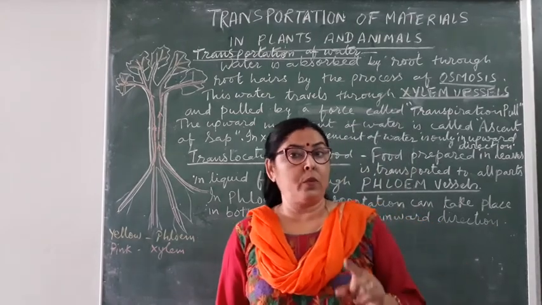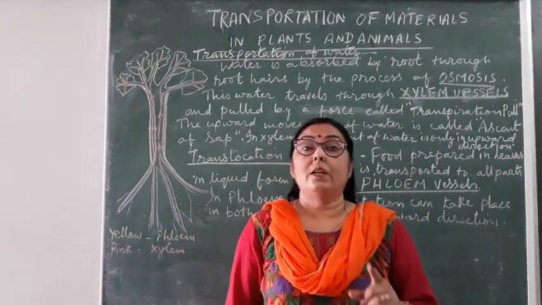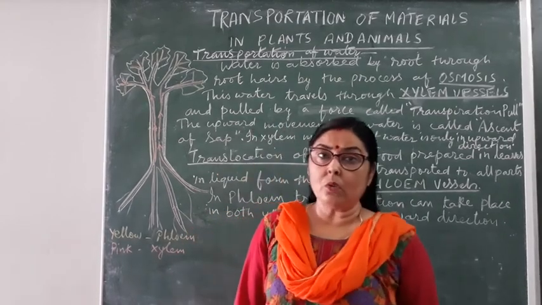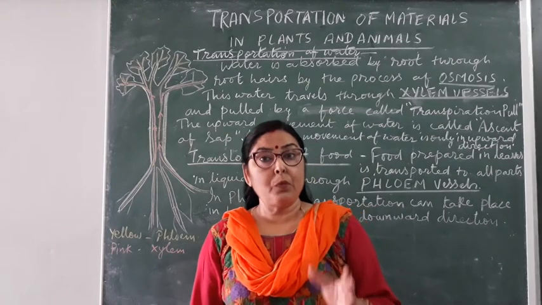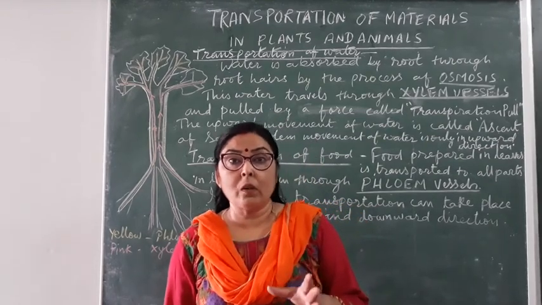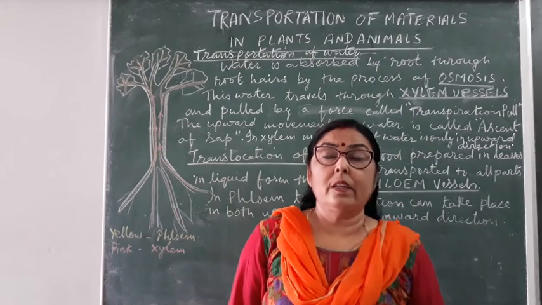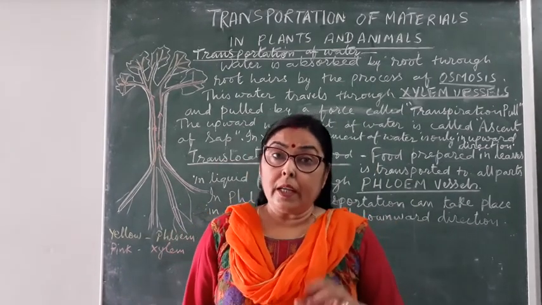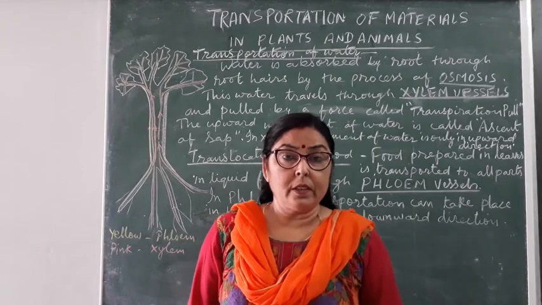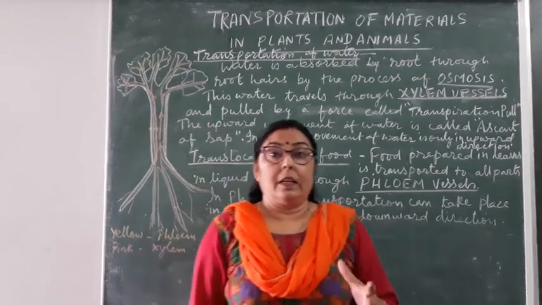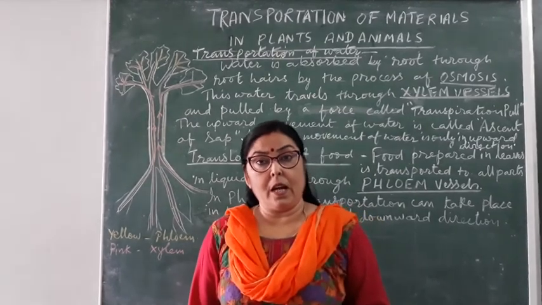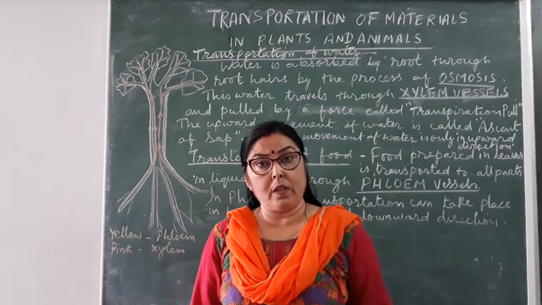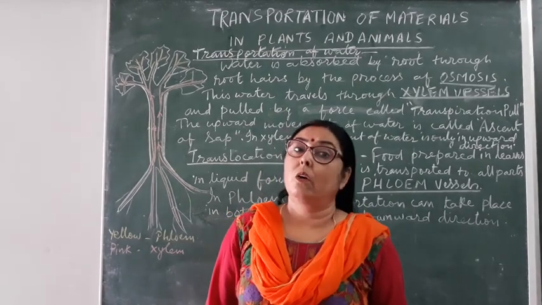In this video, we will only read about the transportation of materials in plants. We all know plants need very few things. Water is among them, and water is absorbed from the soil through roots. Again, roots have root hairs. These root hairs increase the surface area to absorb water. Water is absorbed by a natural method, osmosis.